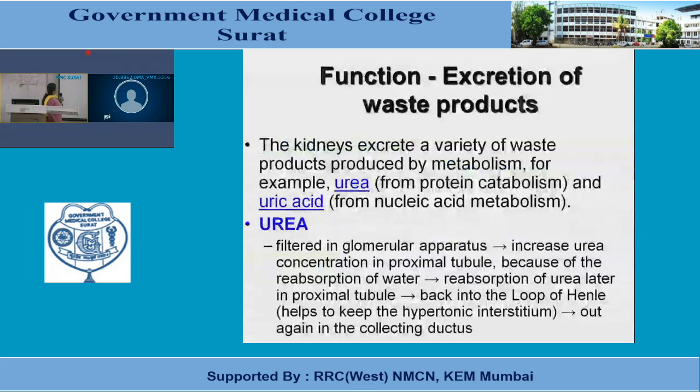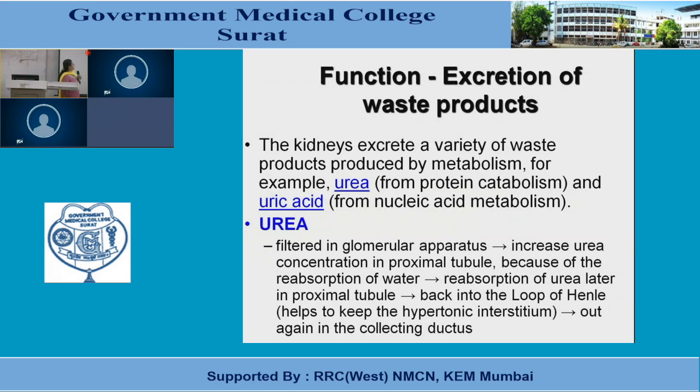Then the kidney excretes a variety of waste products like urea, uric acid, non-protein nitrogenous waste products, and creatinine. Urea is filtered in the glomerulus, and urea concentration increases in the proximal tubule because of reabsorption of water. Reabsorption of urea later in the proximal tubule, back into the loop of Henle, helps to keep the hypertonic interstitium. Again, it is moved out through the urea channels in the collecting duct. So this is ultimately the urea cycling in the nephron.